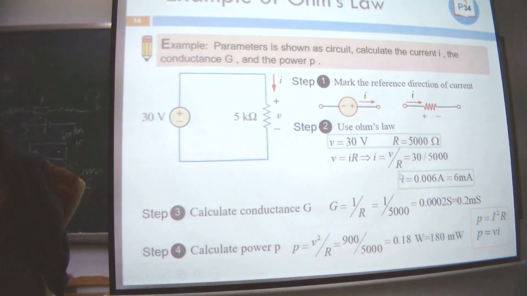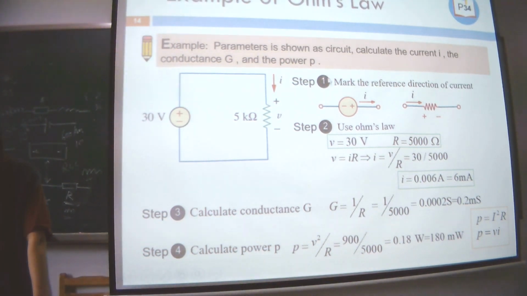This one is the example of Ohm's law. Ohm's law question. The parameters are shown in the circuit. We need to calculate the current I, the conductance G, and the power P. From this circuit, we give a reference direction.